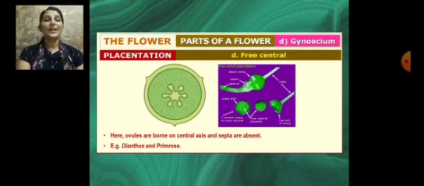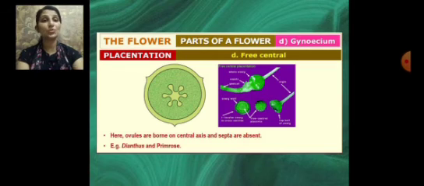The next type of placentation is free central placentation. Here the ovules are borne on a central axis. This is a central axis placenta, and here there are no septa. We can see it is not divided into septa, as in the case of axial placentation, which divides it into multilocular, whereas here the septa are absent, and the ovules are borne on a central axis, and it is seen in dianthus and primrose.